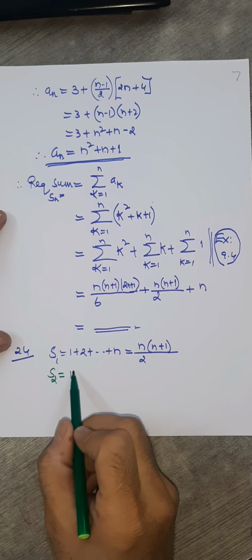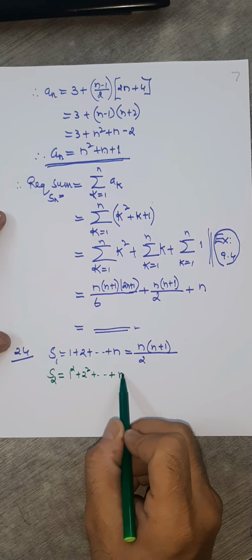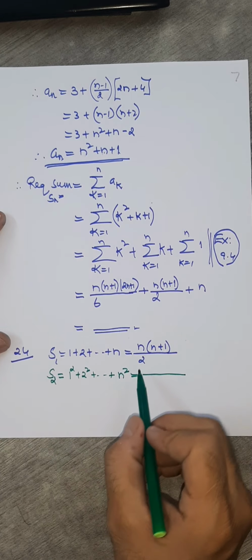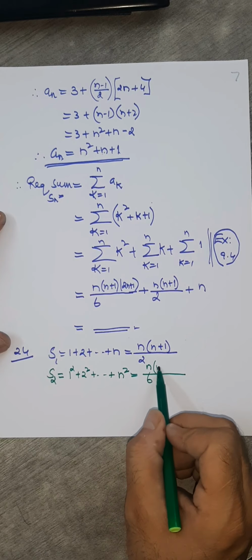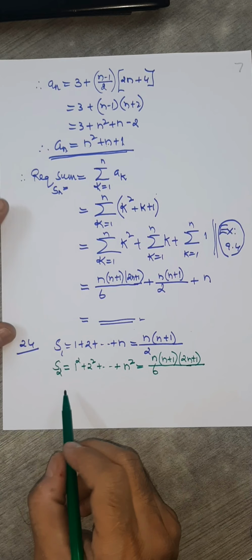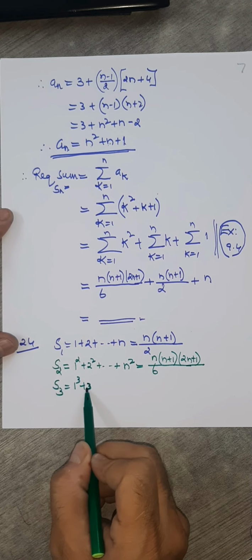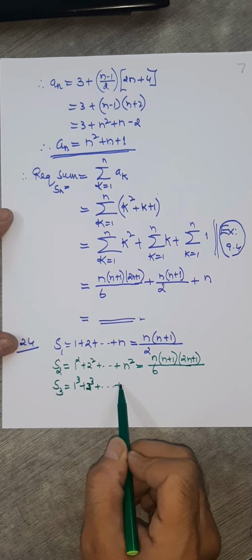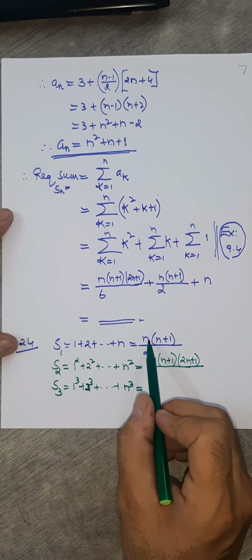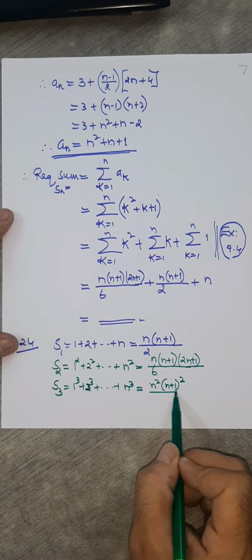What is S2? That is the sum of the squares. So 1 square plus 2 square up to n square. As you have written here, it is n by 6, n plus 1 into 2n plus 1. What is S3? In the question it is given as the sum of the cubes. So 1 cube plus 2 cube up to n cube. And you know, it is the square of the first formula, n squared into n plus 1 the whole square by 4.